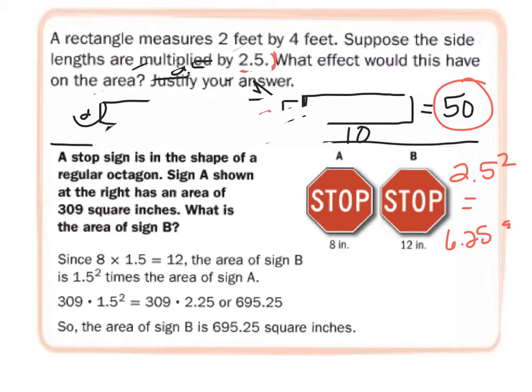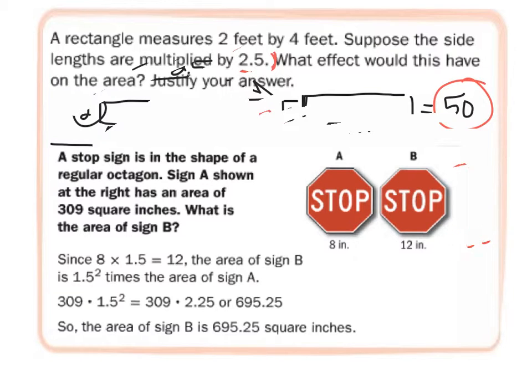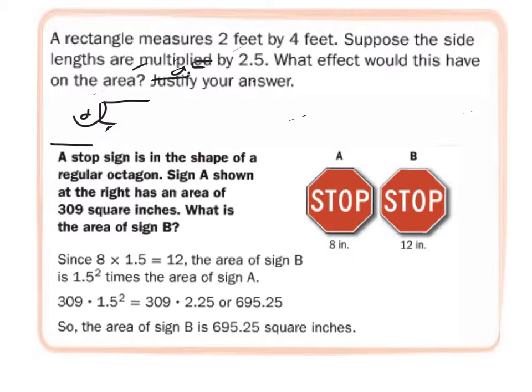Okay, so perimeter, whatever you do to the dimensions, you're just going to do that to the perimeter. Area, whatever you do to the dimensions, you're going to square that, and that's what you're going to get for your new area. You'll multiply it by your original one.